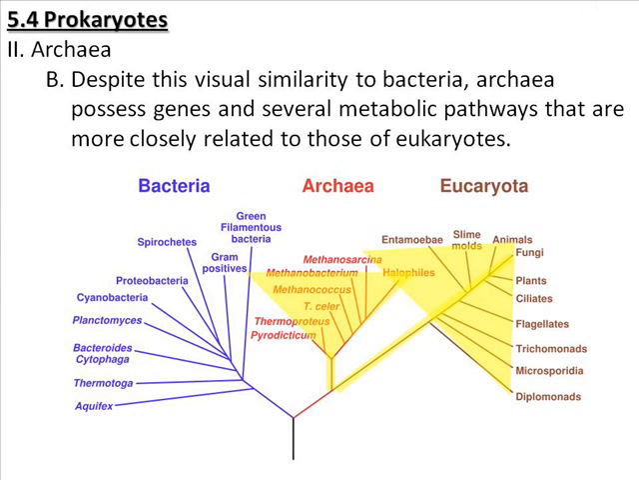Now you may think that because archaeans are prokaryotes like bacteria, that they would share a closer ancestry or lineage with one another, but that's actually not the case. Archaeans actually possess genes and metabolic pathways that are more closely related to eukaryotes. By looking at this phylogenetic tree, you can see that Archaea and Eukaryota, or Eukarya as it's called now, are on the same branch of this phylogenetic tree, showing that they have more similarities than they do to the bacteria.